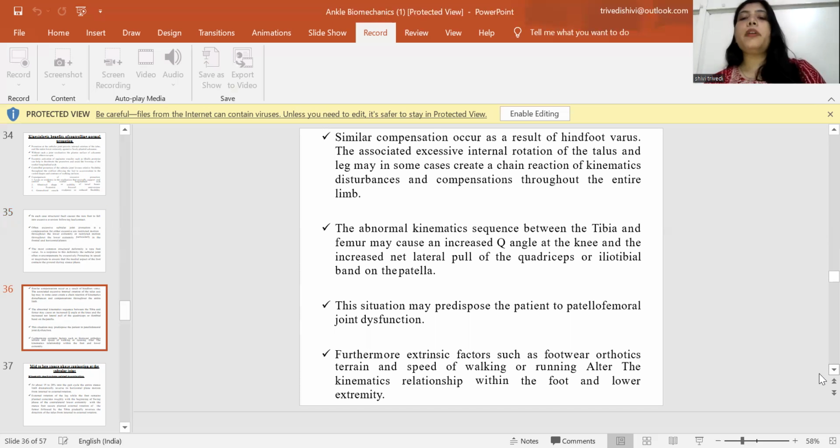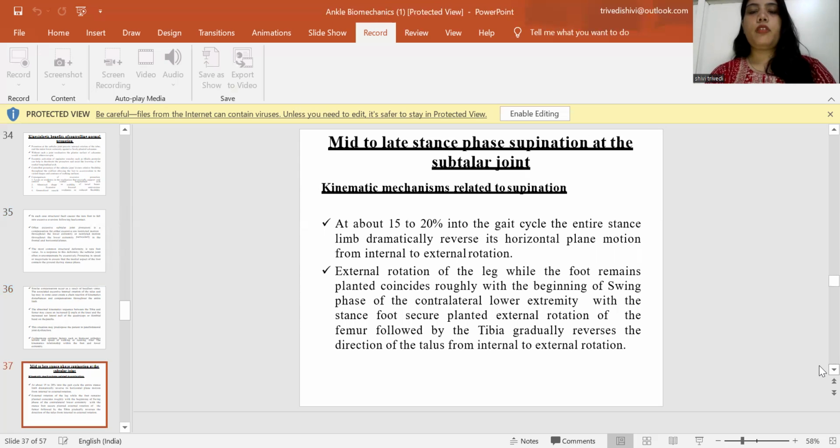The abnormal kinematic sequence between the tibia and femur may cause an increased Q angle at the knee and increased net lateral pull of the quadriceps or iliotibial band on the patella. The situation may predispose the patient to patellofemoral joint dysfunction. Furthermore, extrinsic factors such as footwear, orthotics, terrain, and speed of walking or running alter the kinematic relationship within the foot and lower extremity. Mid to late stance phase, supination at the subtalar joint.